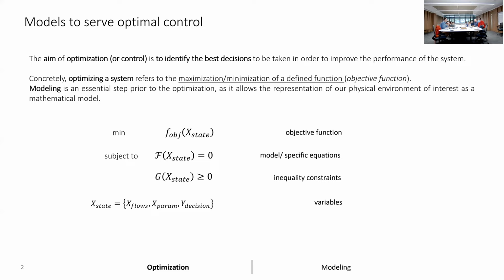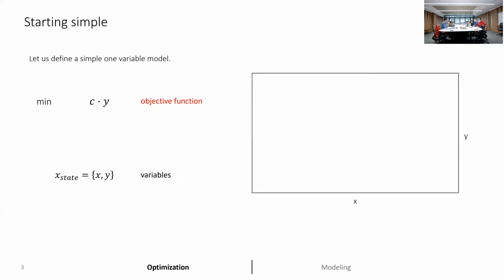But let's be quite concrete about it. Let's define the simplest model that we can. We want to minimize cost of y. That's our objective function, and we have just an x and a y variable. Because we want to minimize it, that's just going to push down our y variable to be as small as possible. We can add constraints to it.